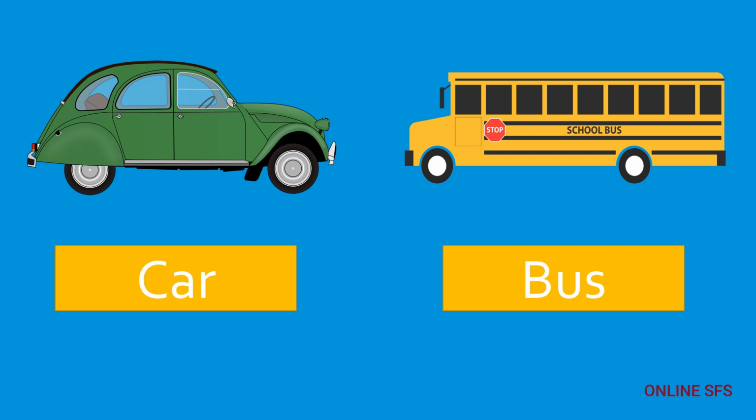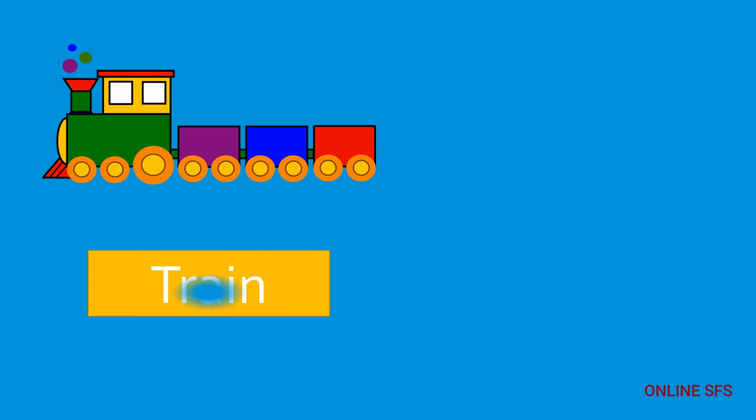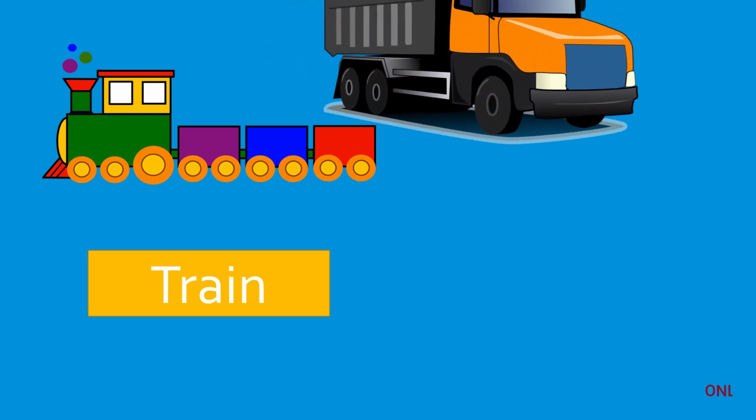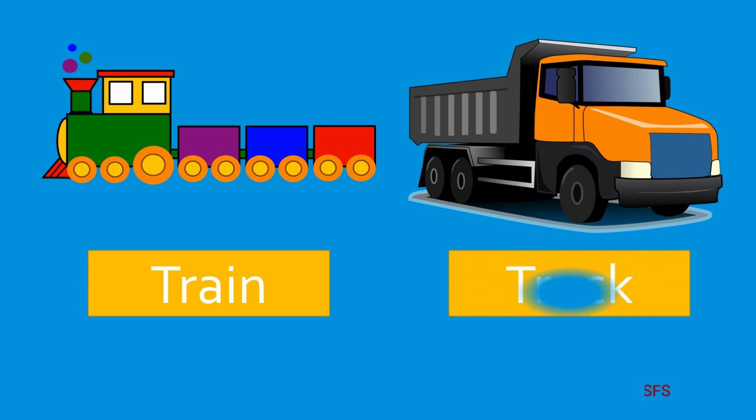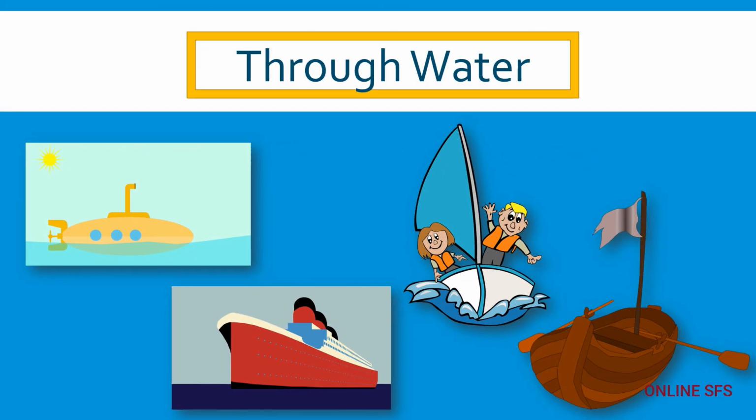Now, when you want to go from one city to another, you often travel by train. Trains move on special tracks called railway tracks or train tracks. When heavy loads have to be carried from one place to another by road through land transport, then huge trucks are used.